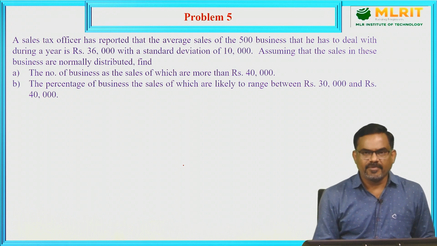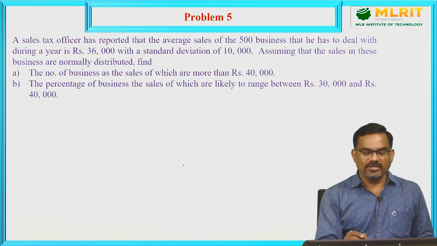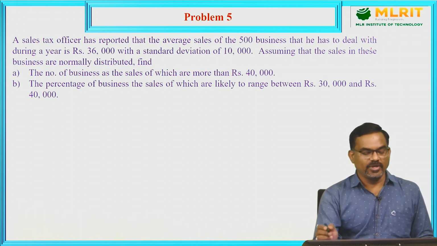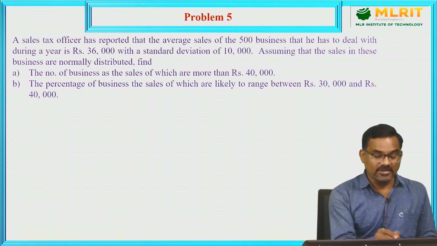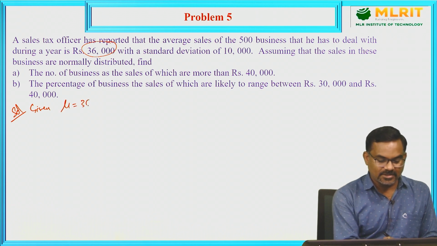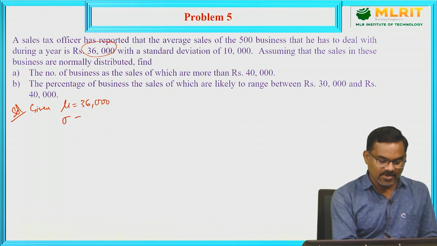Now coming to the fifth problem: a sales tax officer has reported that the average sales of the 500 businesses that he has to deal with during a year is 36,000. So the given data is the average mu is 36,000 with a standard deviation sigma of 10,000.